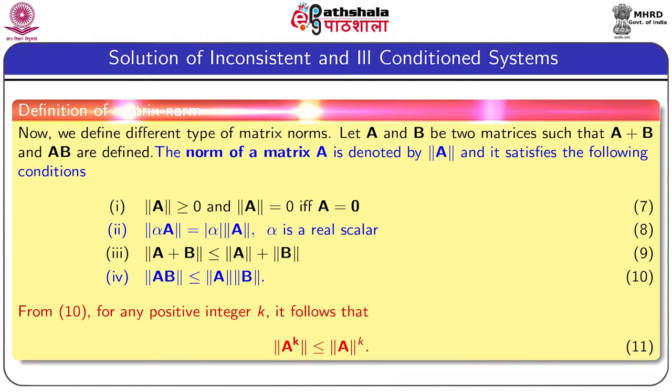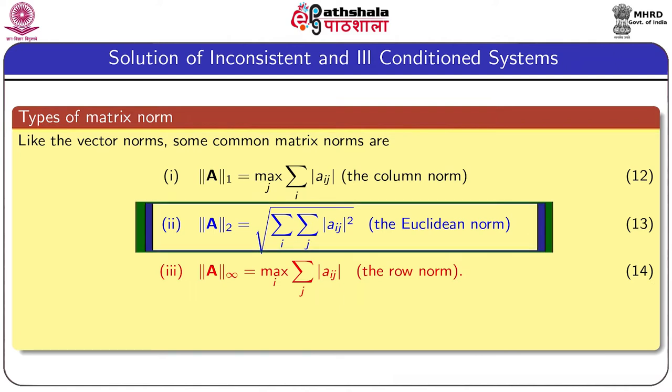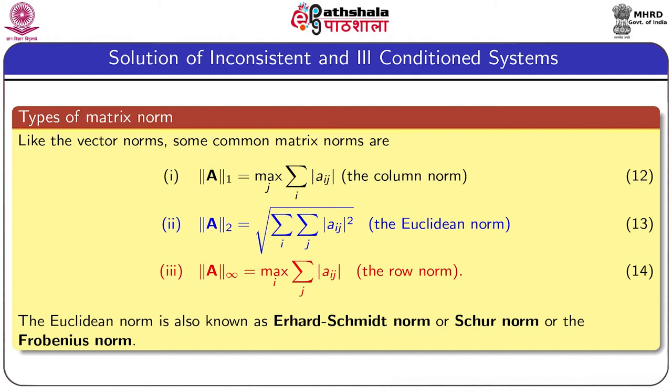And it is obvious that for any positive integer k, from equation 10, we can write norm of A to the power k is less than or equal to norm of A, to the power k. Like vector norms, we can define different kinds of matrix norms. The first norm is denoted by norm 1, this is the column norm. The second one is the Euclidean norm, which is the square root of the sum of squares of all elements. And the third norm is the infinity norm, and this is called the row norm of a matrix. The Euclidean norm is also known as the Erhard-Schmidt norm, Schur norm, or the Frobenius norm.